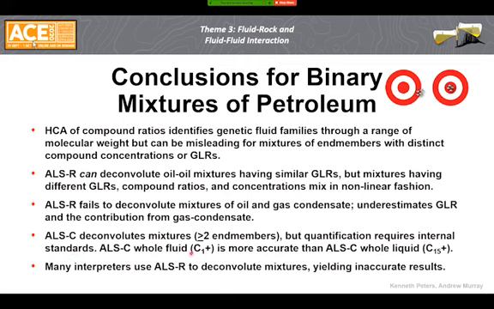ALS of whole fluid, that's the way to go. You need to do a mass balance and account for the C1 to C15, as well as the C15 plus. That's a full mass balance. Those ppms will give you a good deconvolution of the oil.